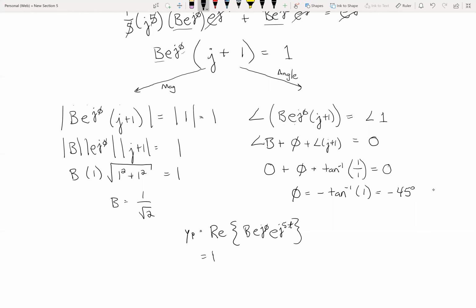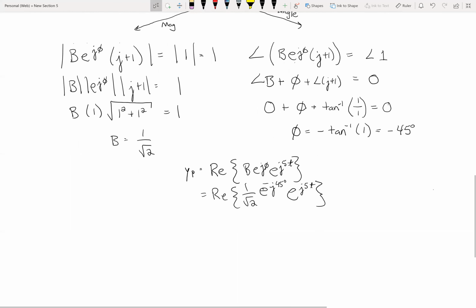All right, so the real part of that is now 1 over square root of 2 times e to the j negative 45 degrees times e to the j 5t. If you go back to your Euler's identity, you should see that that's 1 over square root of 2 times cosine of 5t minus 45 degrees, and I get that result. All right, that's our steady state solution.